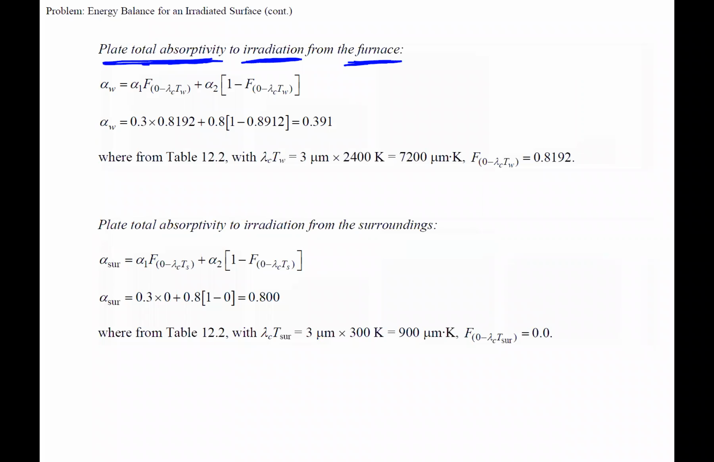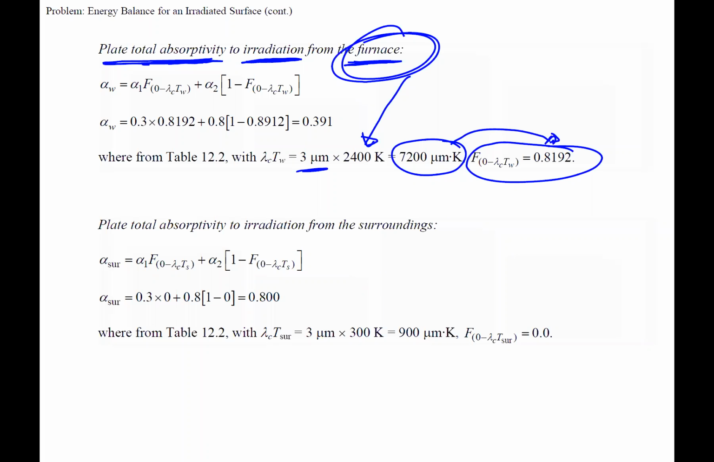So again, we only have that one break of 3 microns, but the temperature of the furnace is at 2400 Kelvin. Okay, so it's 3 times 2400, so we get 7200, and our fraction is now 0.82, right? So this is table 12.2. Okay, and we do the same process and we get 0.391.